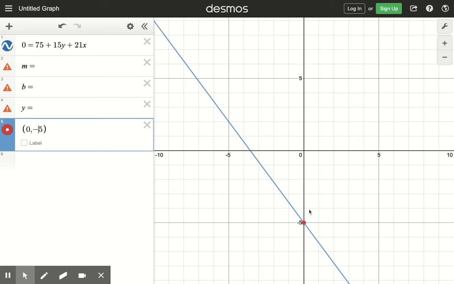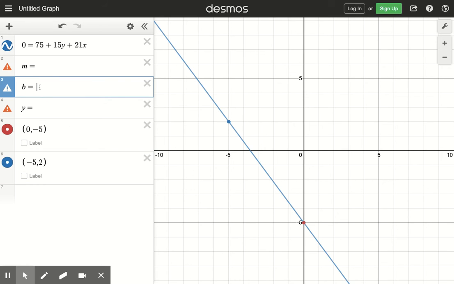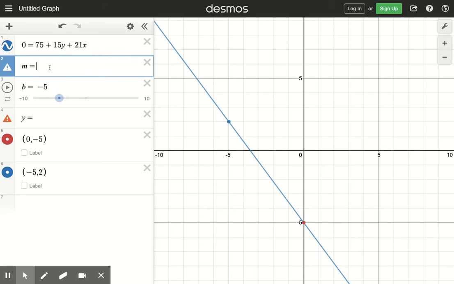Now I'm going to look for where my line crosses the corner of a box. So it crosses the corner of a box here at negative 5, 2. And I know I did it correctly because I see my dot. Okay, so now we're going to count our slope. Our y-intercept is negative 5. Our slope has to be negative because our line is decreasing.